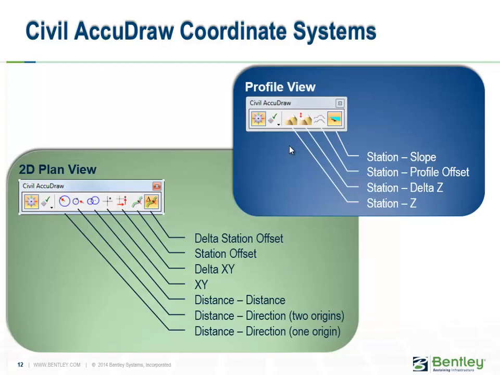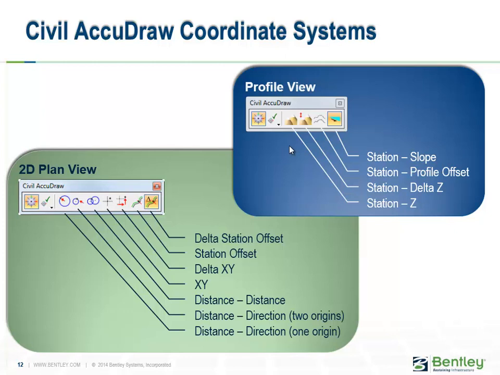Ordinates define the coordinate system used by AccuDraw to locate points. MicroStation AccuDraw works with either an XY or rectangular coordinate system, or in distance and direction, which is a polar coordinate system. Civil AccuDraw supports additional ordinates including absolute X, Y, and Z coordinates, station, offset, profile offset, and slope. Civil AccuDraw supports virtually any combination of the ordinates into a coordinate system.